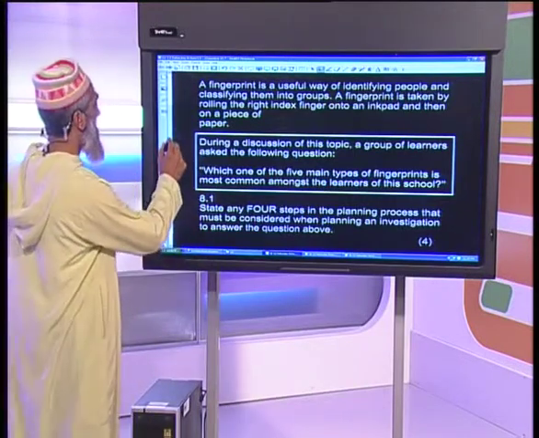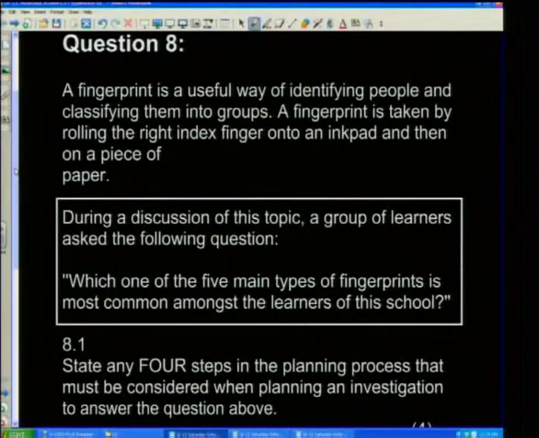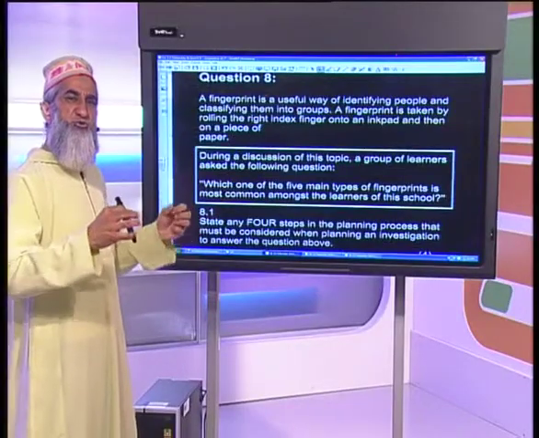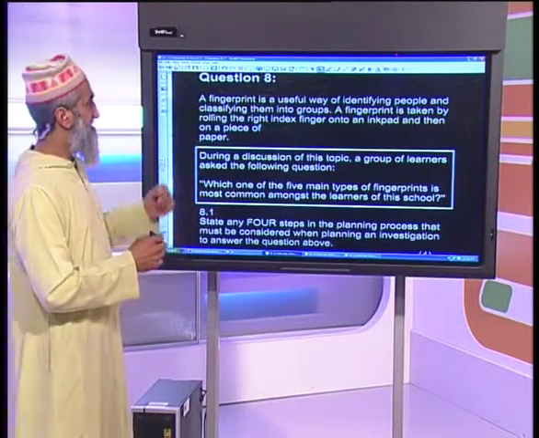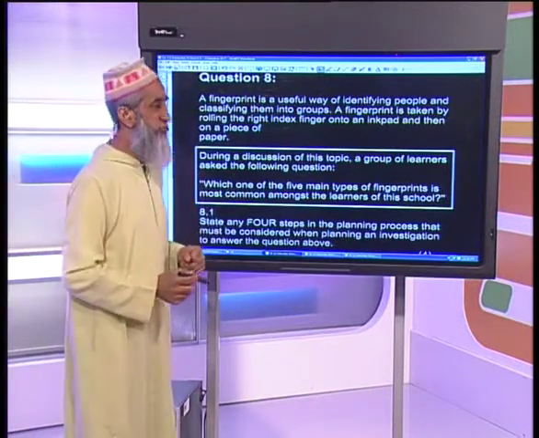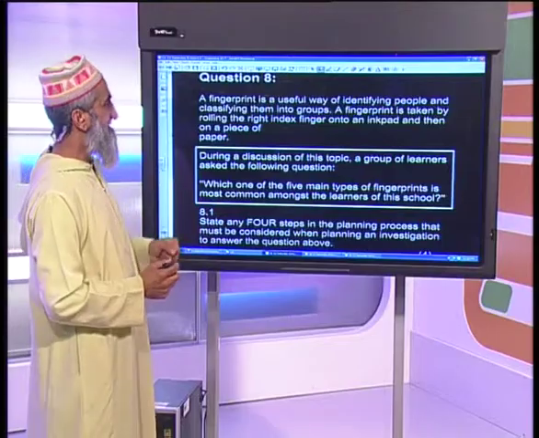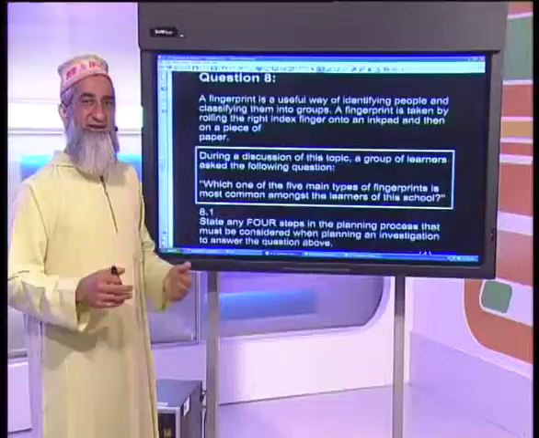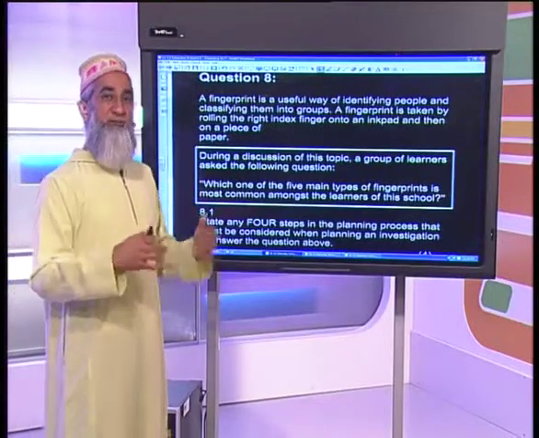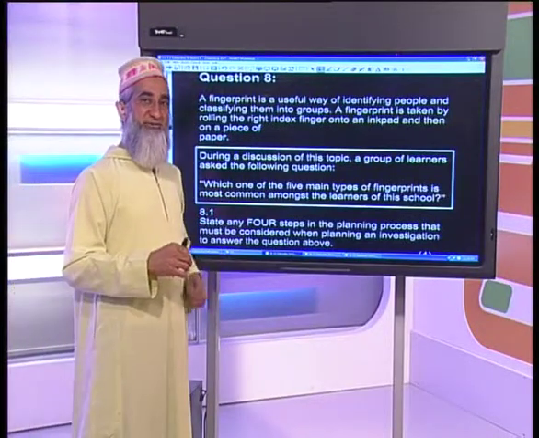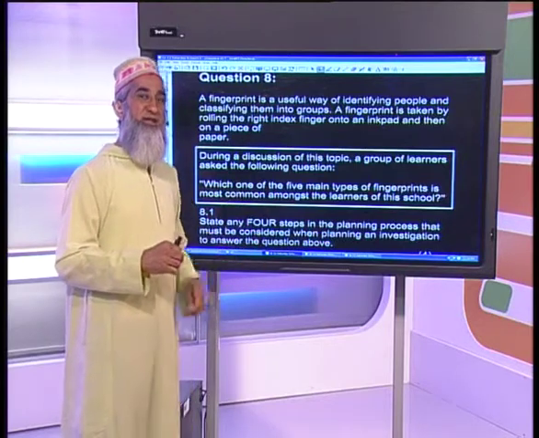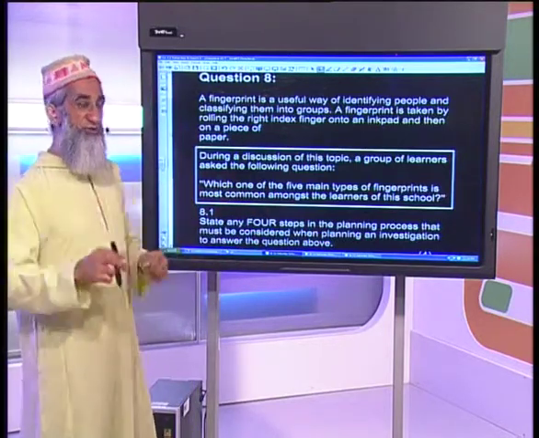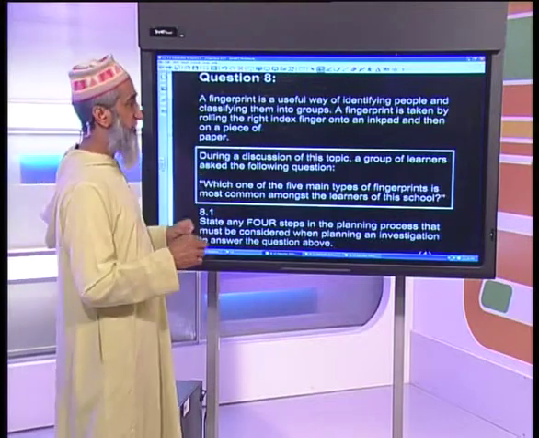Let's move on. This question here is a useful investigative planning type of question which examiners have been seeming to favor in the last few exams. This particular one says a fingerprint is a useful way of identifying people and classifying them into groups. We know in South Africa, the minute you apply for an ID, as in any other country, your fingerprints are taken. So on the database, your fingerprint is already there. Your ID is registered to your fingerprint. So we can be classified according to that.